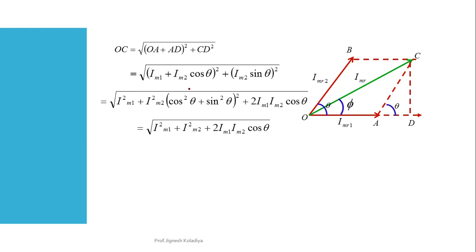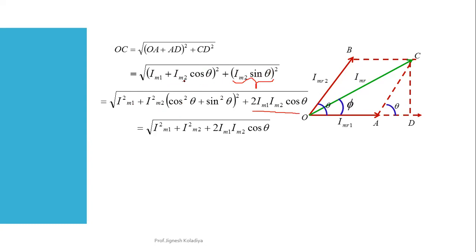Im1 square plus 2 Im1 Im2 cos theta. And the last term is what? Im2 square into cos square theta. And here you can see we have Im2 square into sine square theta.